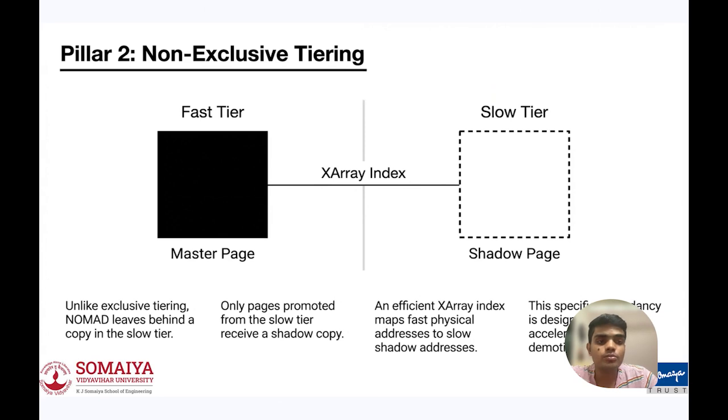The second pillar is the more architecturally novel contribution. In conventional exclusive tiering, promotion moves a page to the fast tier and the slow tier copy is released. Nomad deliberately retains that copy as a shadow page, maintaining an XArray index that maps fast-tier physical addresses back to the slow-tier counterparts. The memory cost is intentional, and the justification becomes clear when you look at what it enables under pressure.